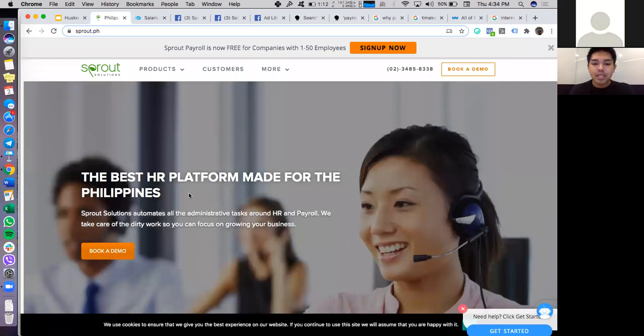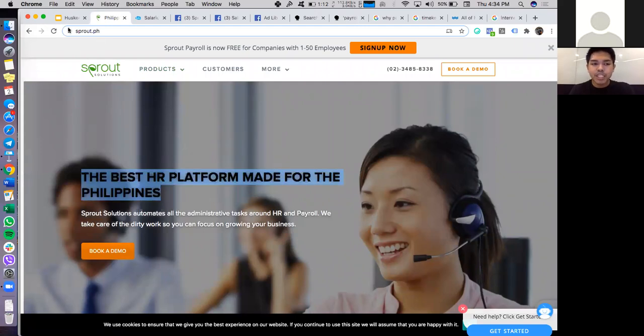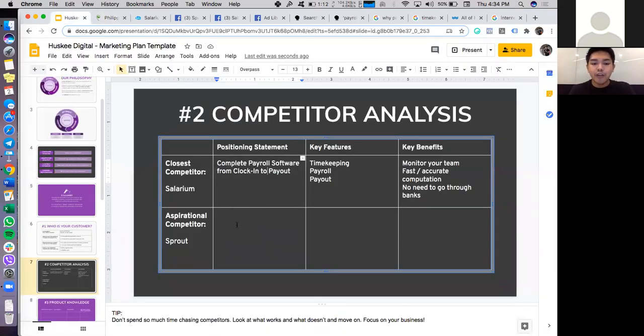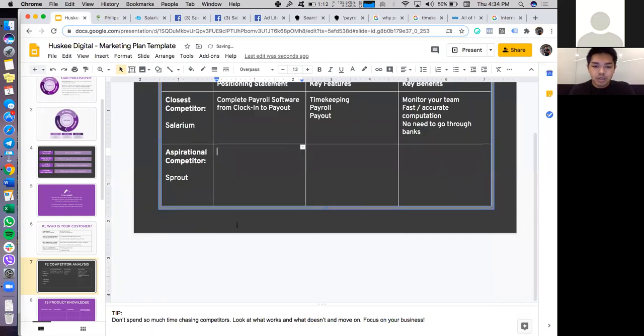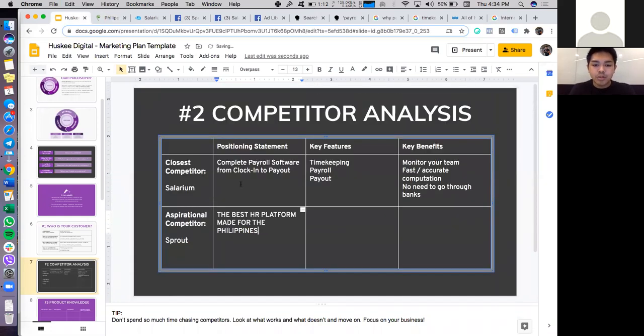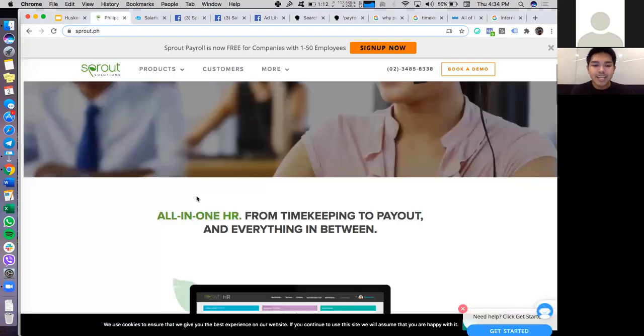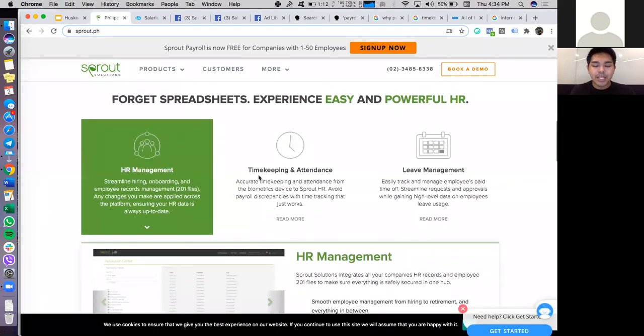So Sprout, because they have a wide array of products. It's not just the payroll and the timekeeping. They're positioning themselves as the full HR platform. So the best HR platform made for the Philippines. Right? Very, very specific.